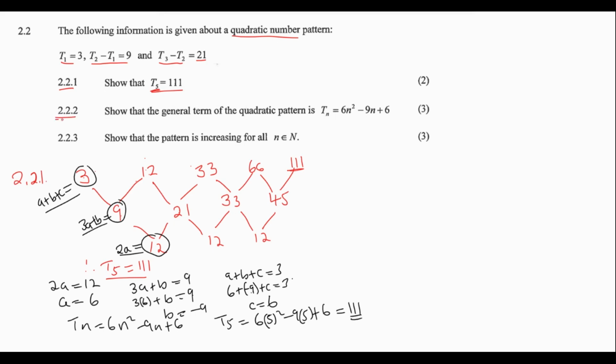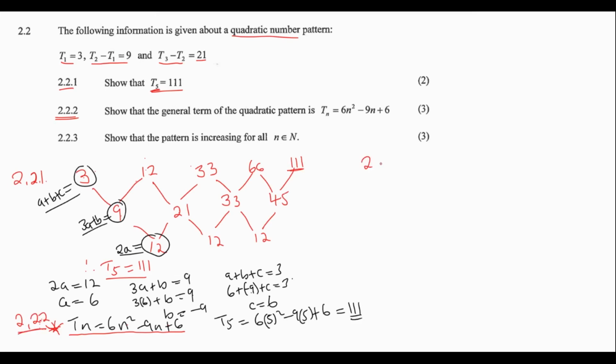Right, question 2.2. We have already done this. So what we have done here, finding our Tn, this proves that our Tn is equal to 6n squared minus 9n plus 6. So there's no need for us to repeat the same thing.